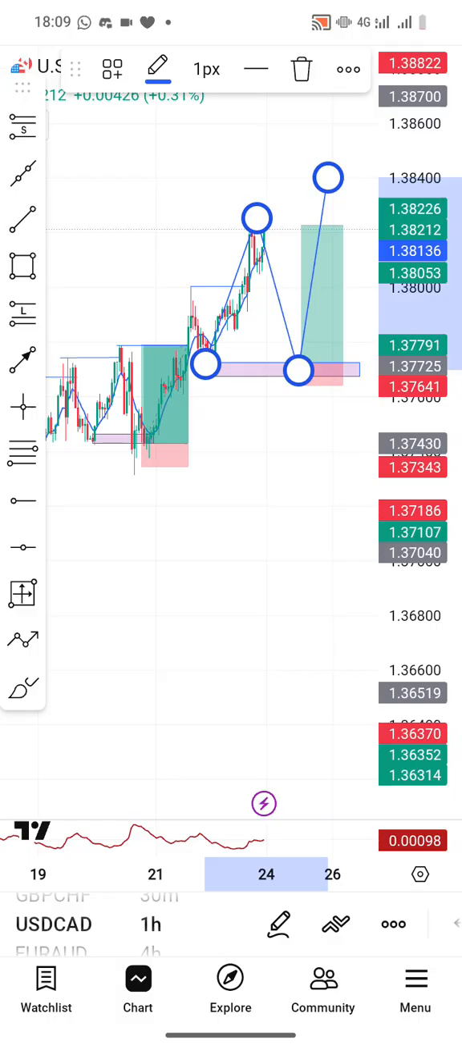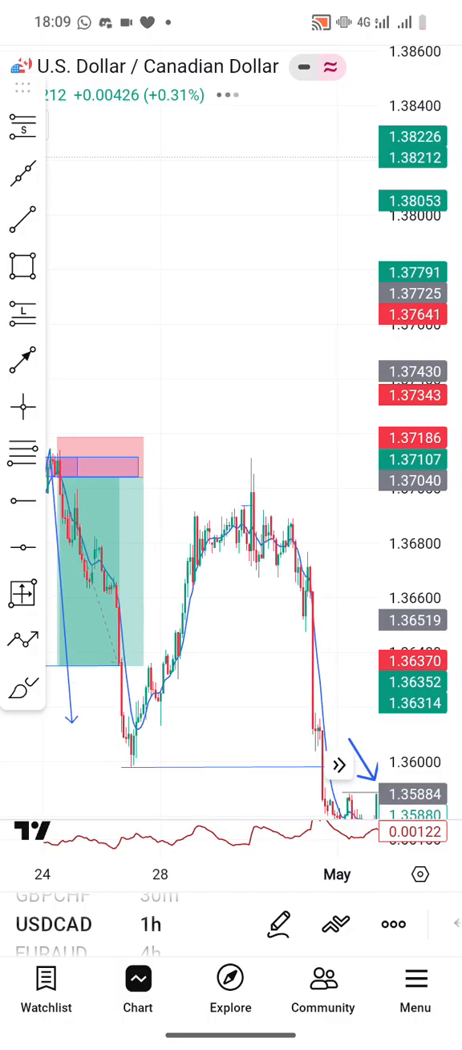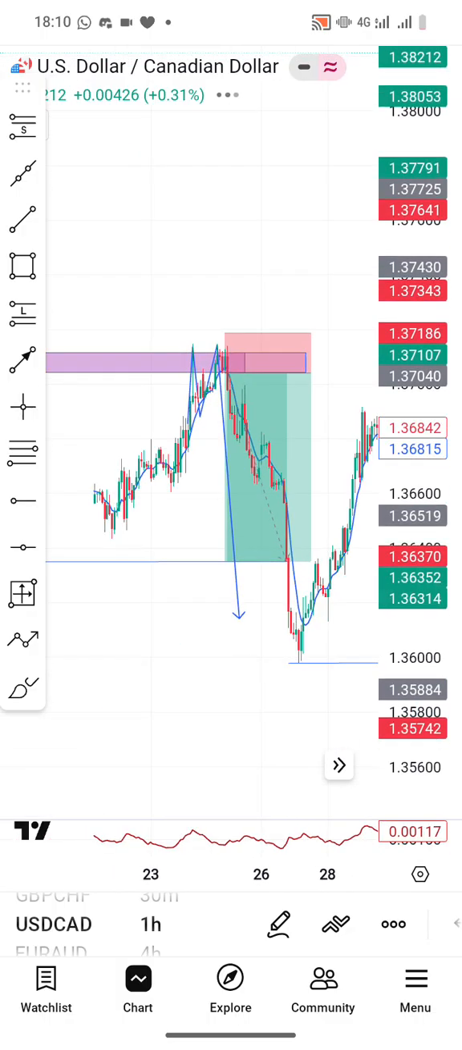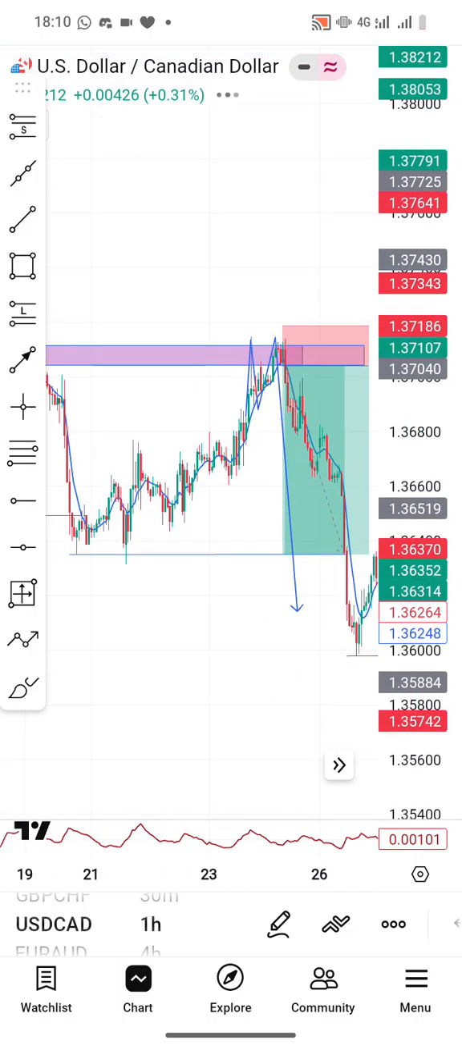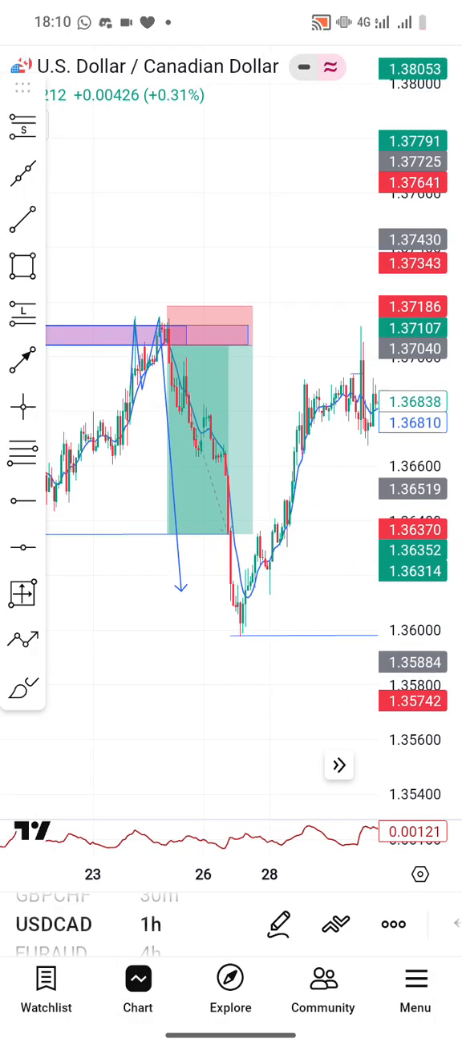So you already know if you are selling right here, just like this previous example, you want your take profit to be below and you want your stop loss to be above. So you want it to be like 10 pip stop loss. So that's what you are targeting. 10 pip stop loss. Target it, take your profit. That's it. It is what it is, man.